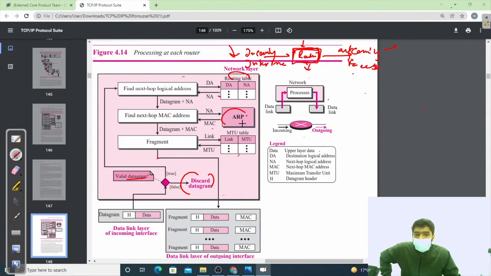And again, we have to find the MAC address, because the network layer is unable to find the MAC address, and we will need the help of the data link layer in that. So we have the datagram plus the MAC address here. Now we have to fragment.